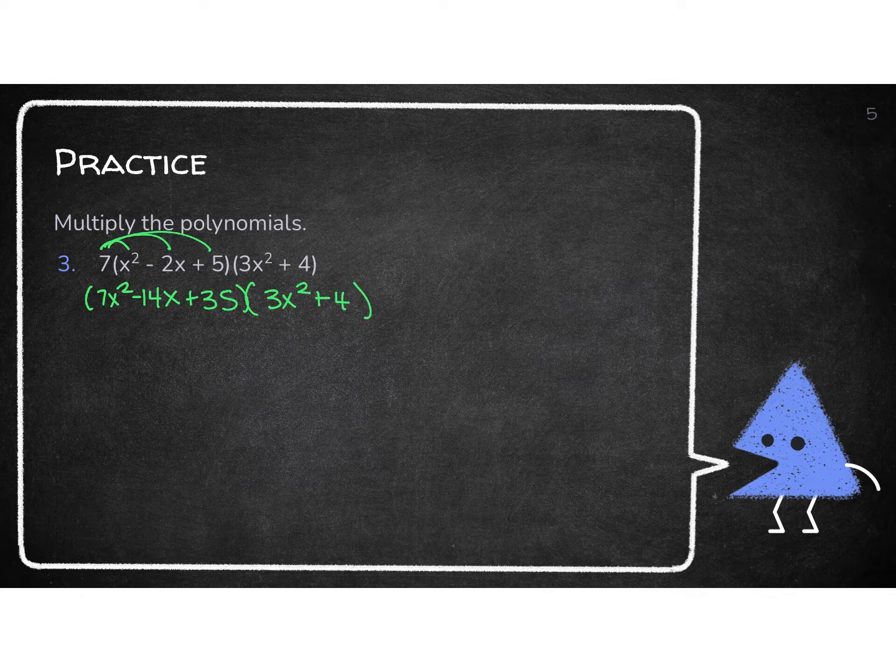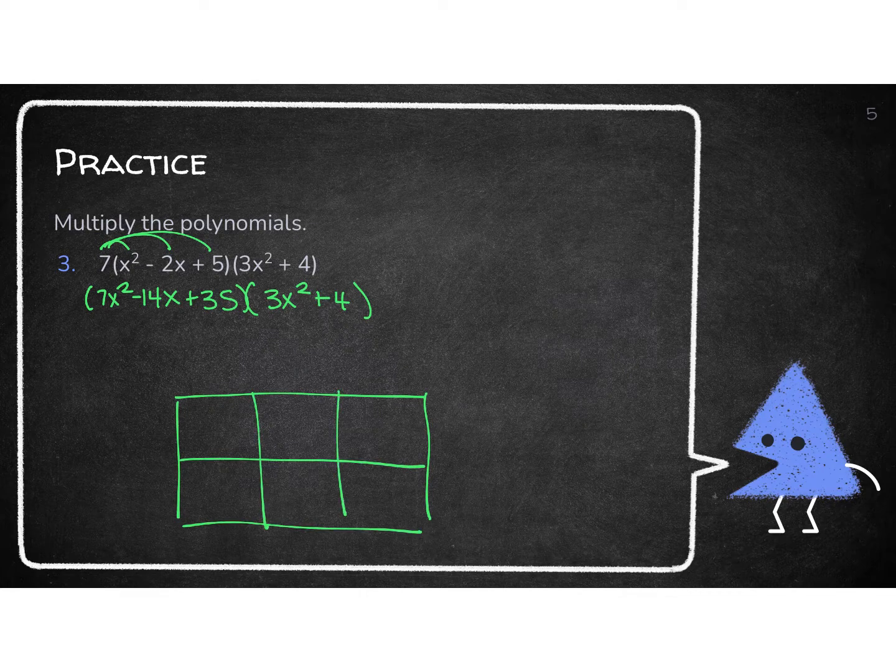So I have 3 on the first one and 2 on the second one. It still is going to end up being a 2 by 3, or whichever way you want to draw it. Just be consistent. So I know that this has the 2, so that's going to go on the side. So 3x squared plus 4. And then I have 7x squared minus 14x plus 35.